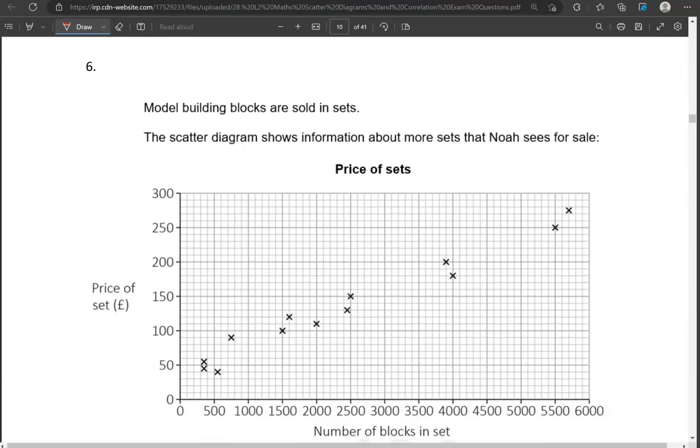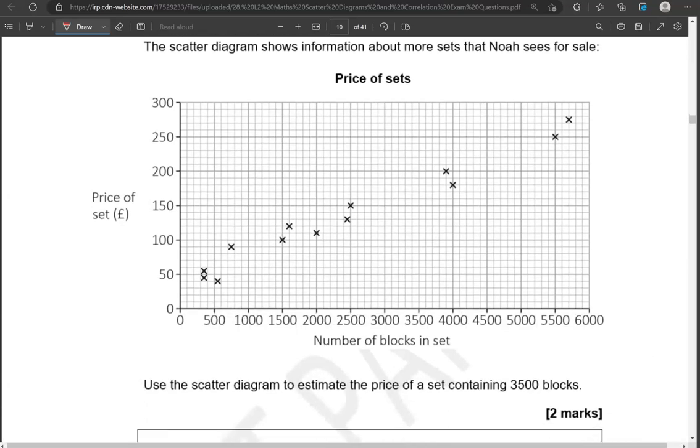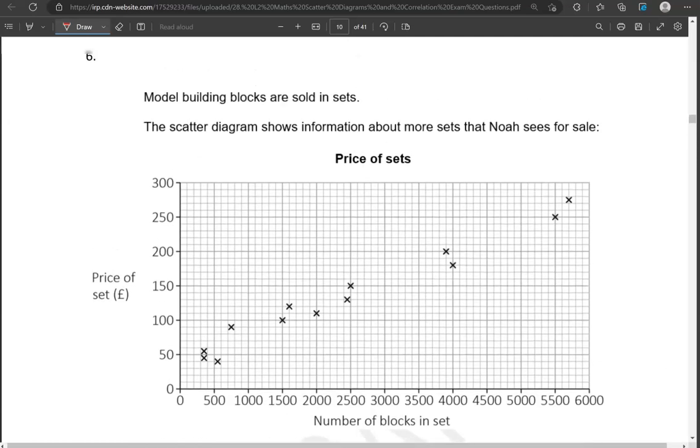Model building blocks are sold in sets. The scatter diagram shows information about more sets that Noah sees for sale. Use the scatter diagram to estimate the price of a set containing 3,500 blocks. So we're going to need to draw a line of best fit in here.